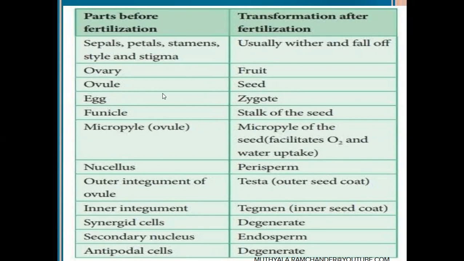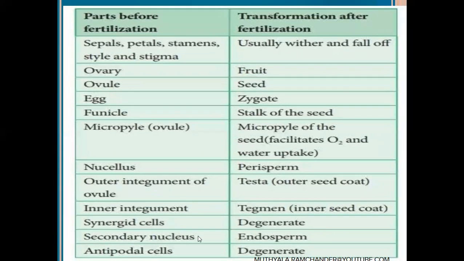The egg cell, after fertilization, converts into the zygote. The funicle converts into the stalk of the seed. The micropyle of the ovule becomes the micropyle of the seed, which mainly helps in receiving oxygen and water. The nucellus converts into perisperm, which is a nutrient tissue. The outer integument of the ovule converts into the testa, the outer seed coat, and the inner integument into the tegmen, the inner seed coat.